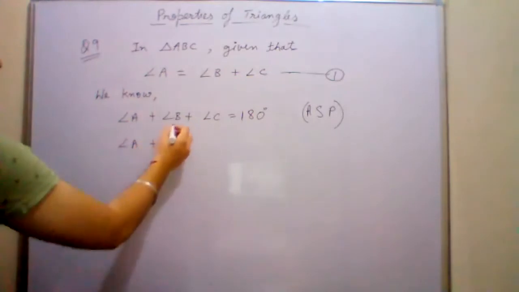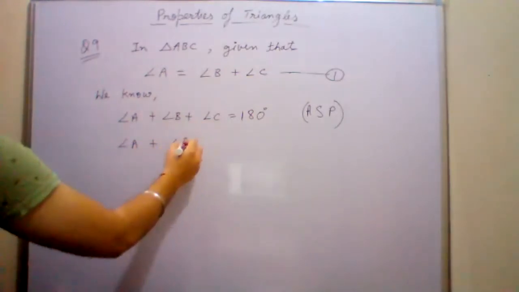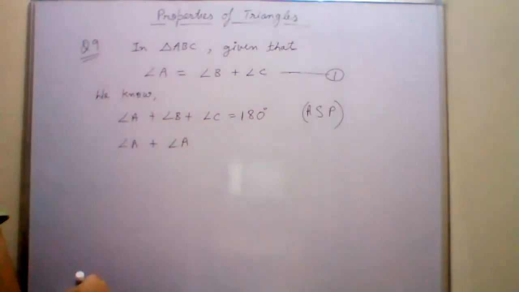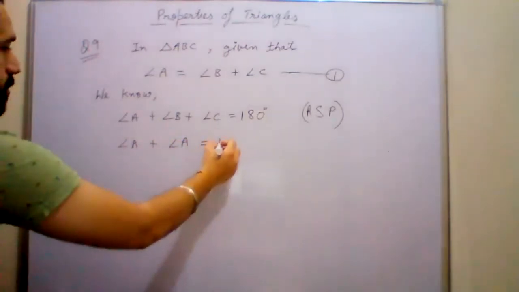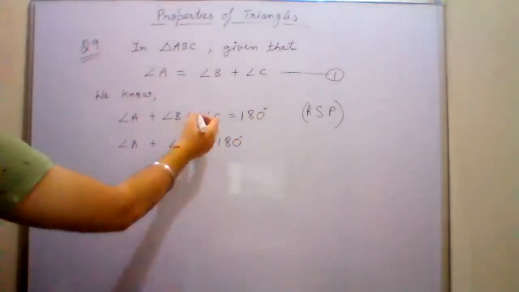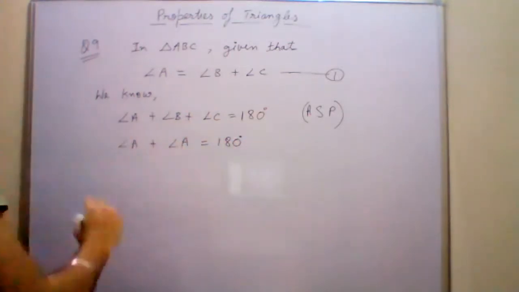So in place of angle B plus angle C, I am writing angle A. Okay, this equals 180 degrees. I removed both B and C and wrote angle A in their place.